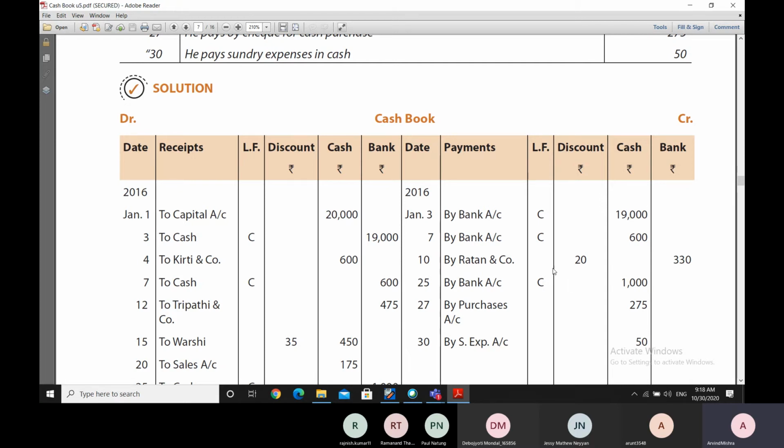And while allowing the discount, what we are doing is that we are crediting this discount. The discount allowed is the discount which is given to us. So this is a discount received. So the discount account is credited and the Ratan Company account is debited for rupees 20. Similarly, the bank account is credited for 330 and the Ratan Company account is debited for rupees 20.